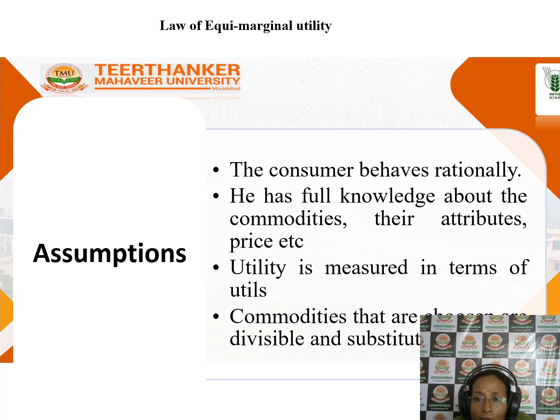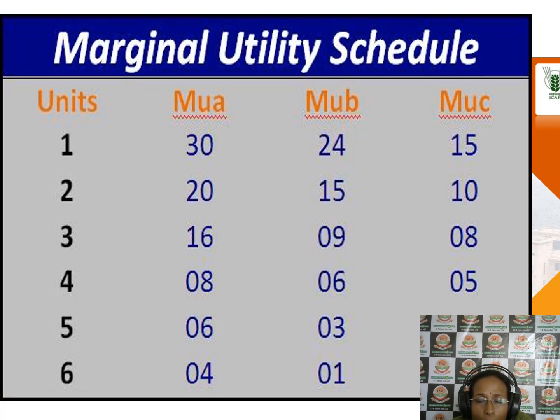Then the assumptions of the law of equimarginal utility: the consumer behaves rationally. He has full knowledge about the commodities, their attributes, price, etc. Utilities are measured in terms of utils. With the help of this table, we can understand the marginal utility. The first good gives 30, 20, 16, 8, 6, 4. Consumption of another good gives 24, 15, 9, 6. Further, the utility from the third good is 15, 10, 8, 5.